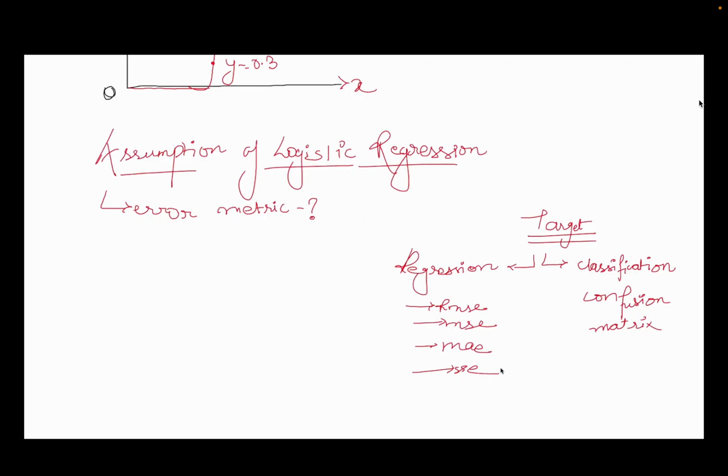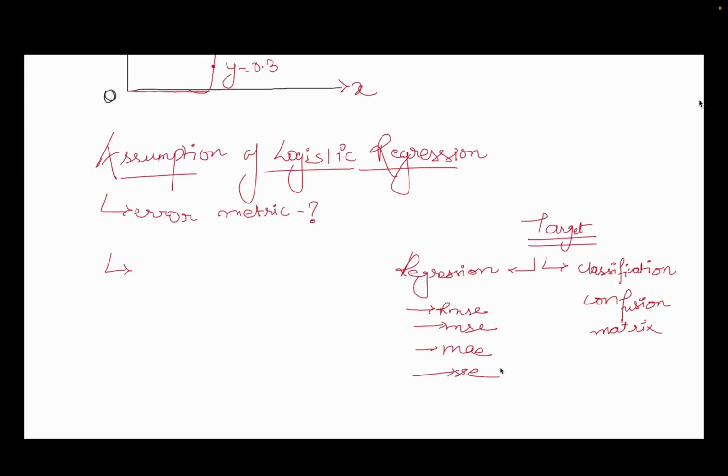Now, what are the assumptions which we need to keep in mind while applying logistic regression? Assumption number 1: your target feature should be categorical in nature. Very basic, guys. This is the already known thing. So let me write it down. The dependent variable must be categorical in nature. This is your first assumption.